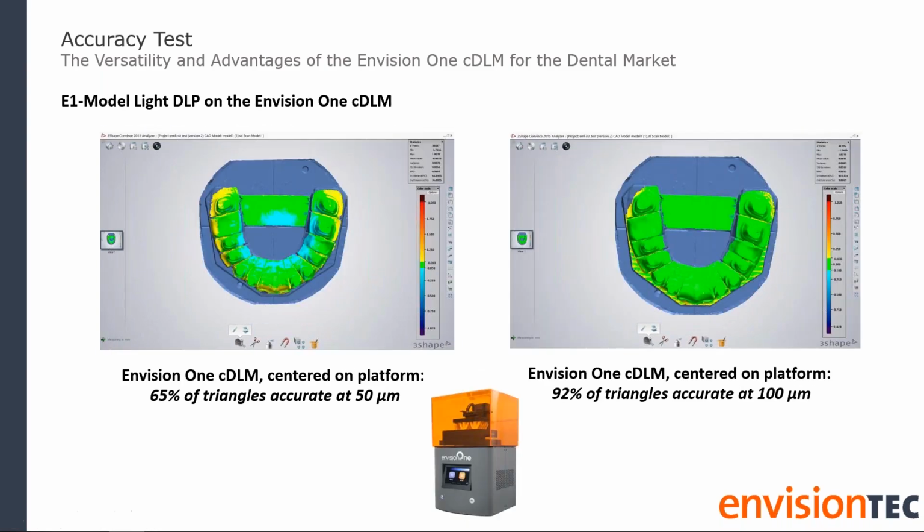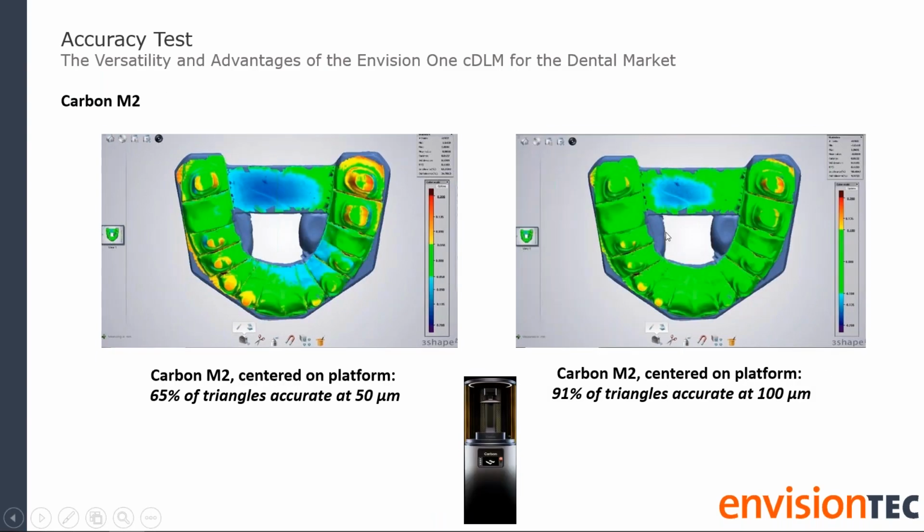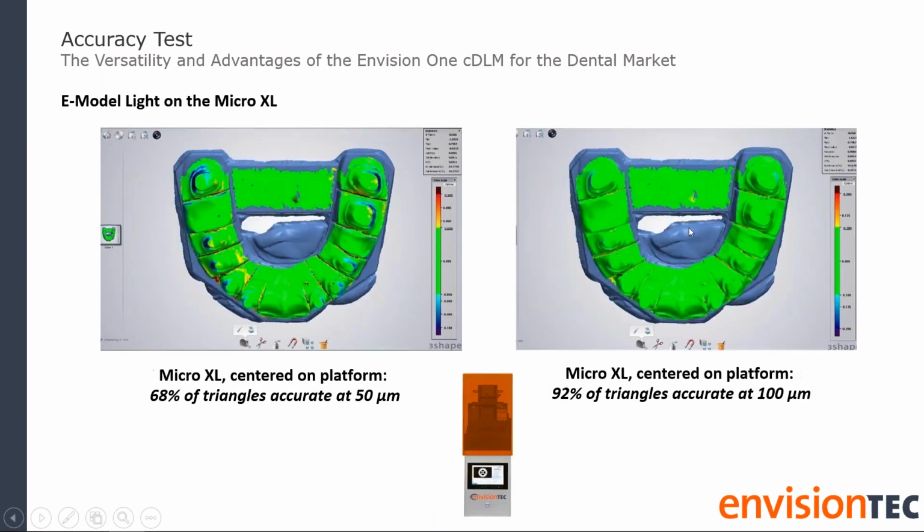If I come back to the Envision One cDLM, I want you guys to look at this 100 micron scan. This is off of the Envision One. We have no deviation there on that flat plane. This is basically proof of that domeless basement. This is the domeless material tray in action. We're able to get excellent accuracy on a flat surface at 100 microns versus something that's more traditional on the market, like the Carbon M2.